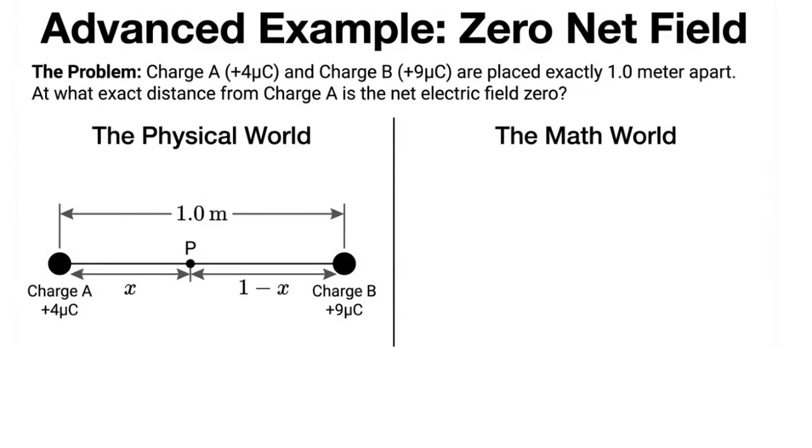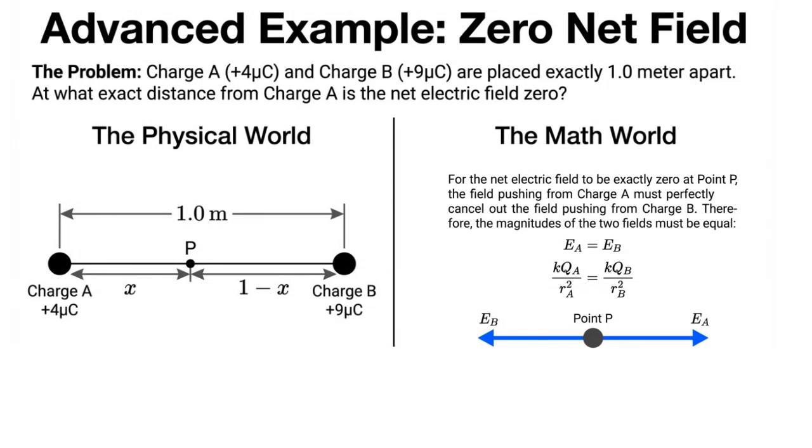Imagine a point along the line between the charges. We assign the variable x to the distance from charge A to this point. The remaining distance to charge B is then 1 minus x. By balancing the magnitudes of the electric fields from each charge at this point, we can solve for x and understand the influence each charge exerts in space.